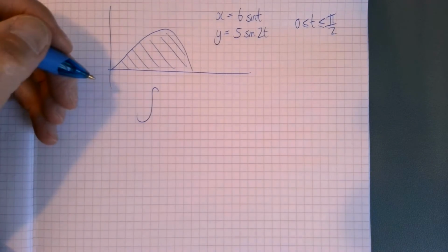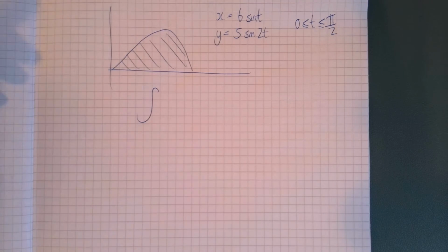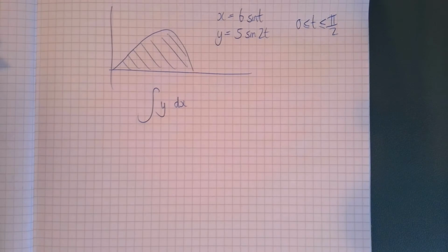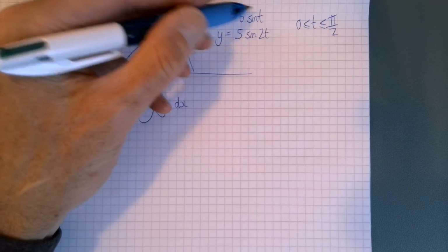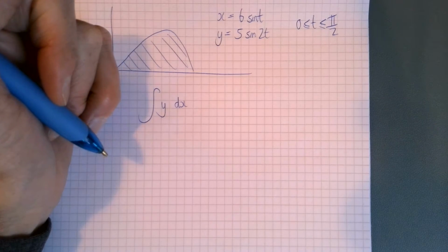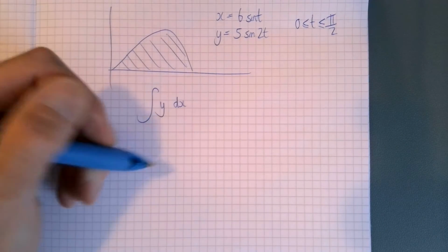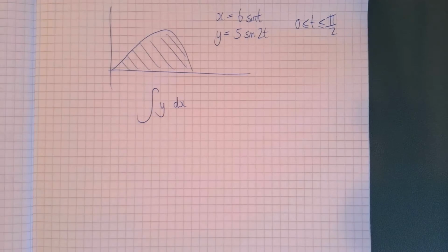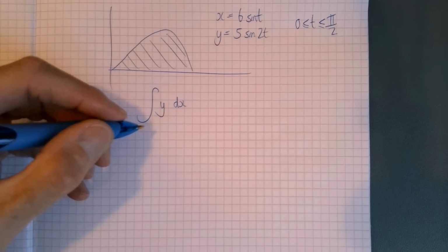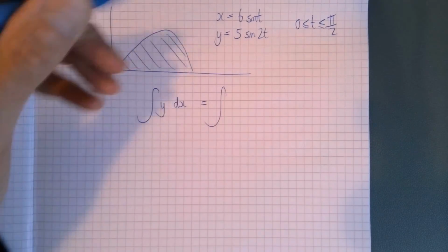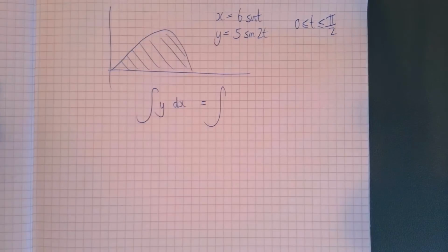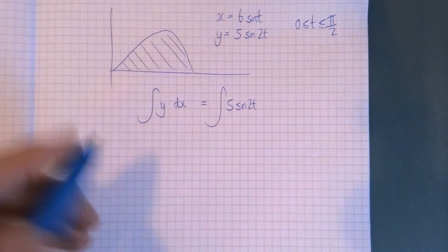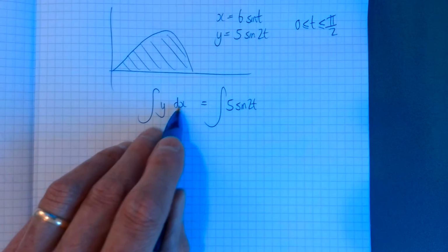When we integrate normally, with a y equals function, we integrate the y equals bit with respect to x. Well, we haven't got this defined with respect to x, but with respect to t, so I need some way of replacing dx with dt, and I need to put something here in terms of y. And it's really, really straightforward. All I do is I say, okay, y is equal to 5 sine 2t, so that just becomes 5 sine 2t. That's obviously not with respect to x, so I need to replace that.